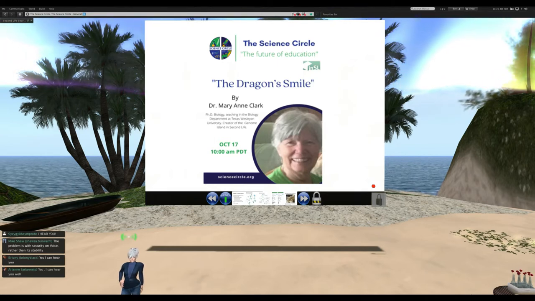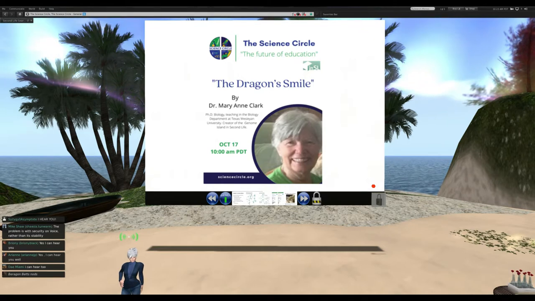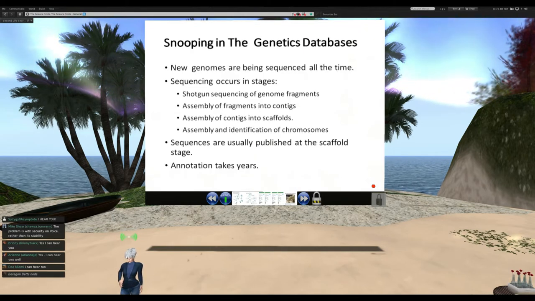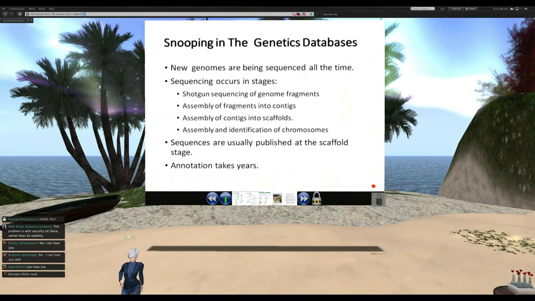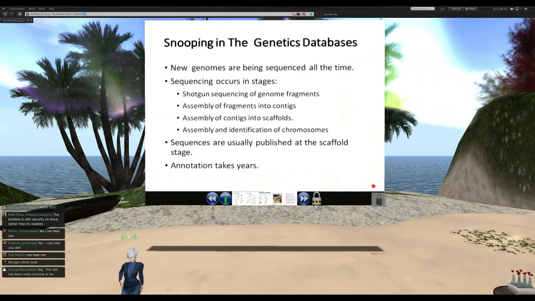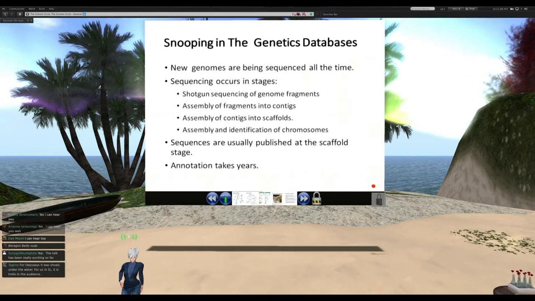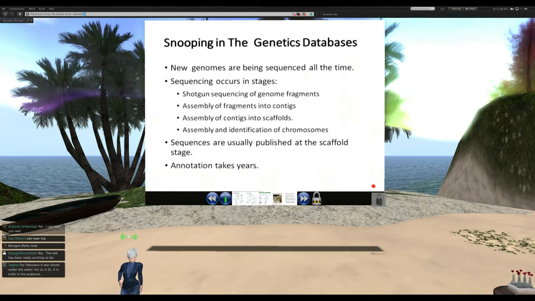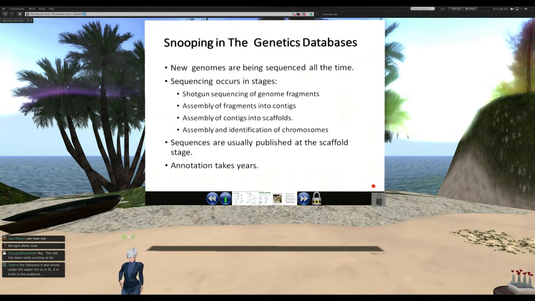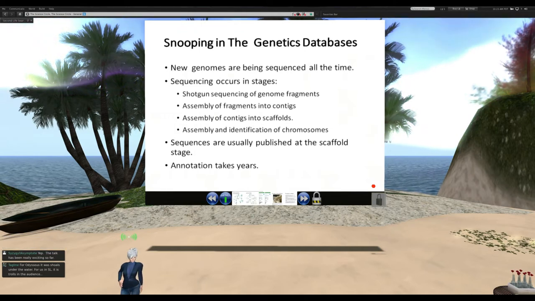What I'd like to tell you about is one of my favorite recreations, which is snooping in the genetic databases. It's possible to snoop in the genetic databases because they're public access, and they're public access because they're tax supported. So anybody can do this, and so feel free to try it if you want to. New genomes are being sequenced all the time.